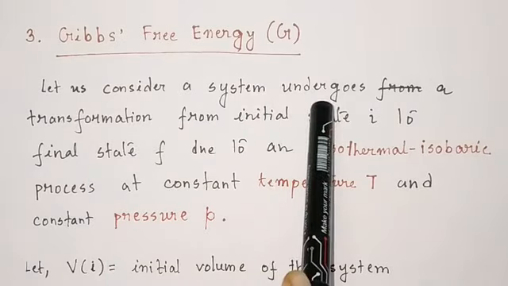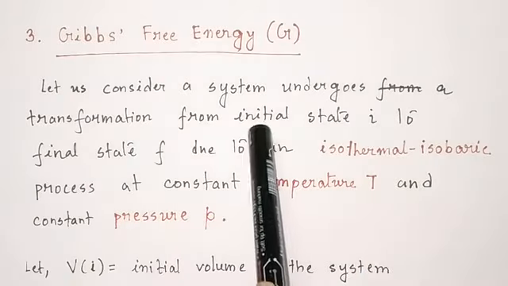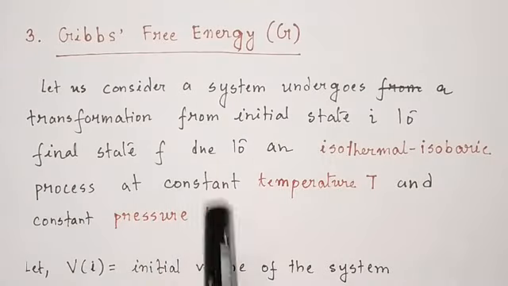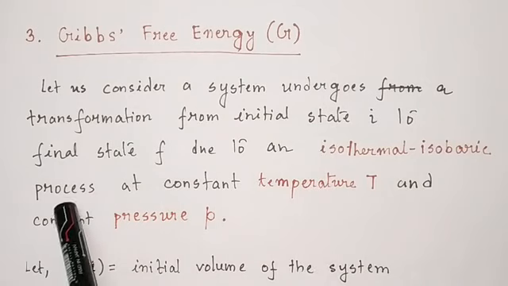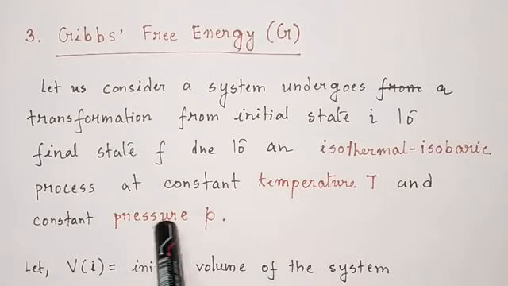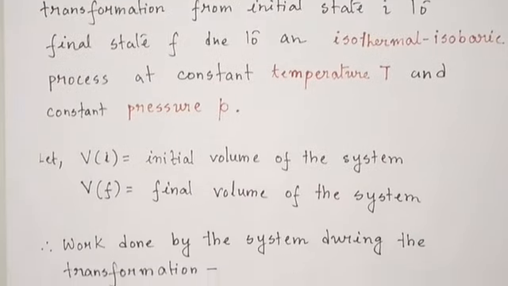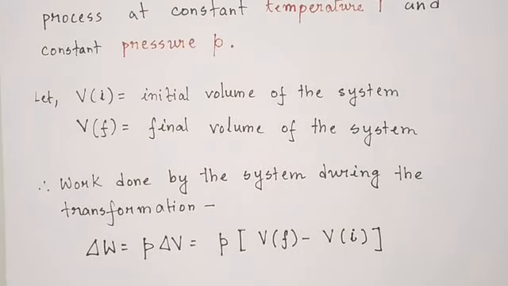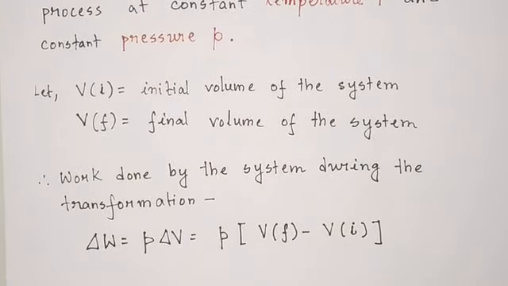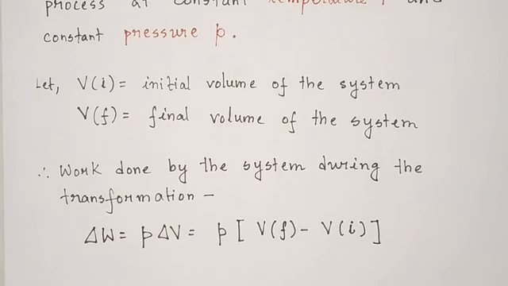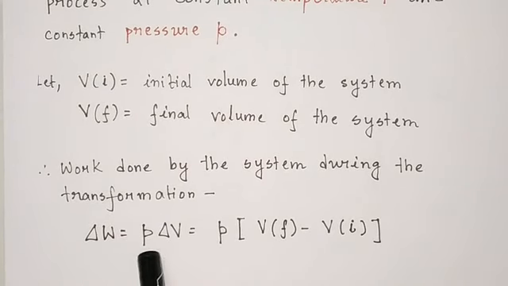Let us consider a system which is undergoing a transformation from initial state I to final state F due to an isothermal and isobaric process at constant temperature T and constant pressure P. Now let Vi be the initial volume of the system and Vf be the final volume of the system. So what is the work done by the system during this transformation? It is delta W equals P delta V. Now as the process is isobaric, P is constant. Thus it will be P into Vf minus Vi. The P remains constant throughout the process.